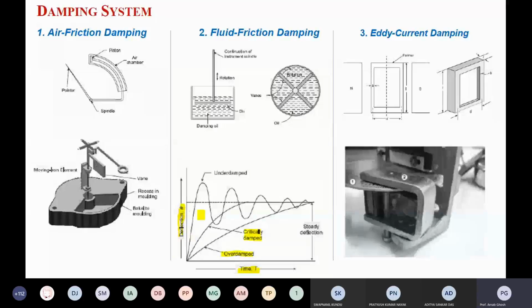Normally, damping circuits are used in all cases to reduce that oscillation. This oscillation is only due to the movement or vibrations of your pointer. So three types of response are there: underdamped, overdamped, and finally critically damped. The critically damped response is much more acceptable compared to the other two, that is, underdamped and overdamped.